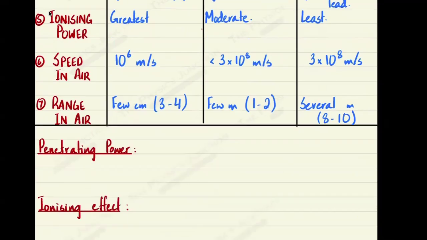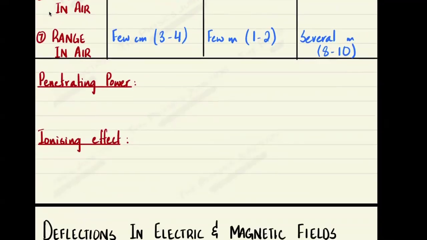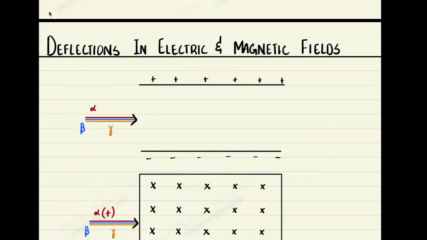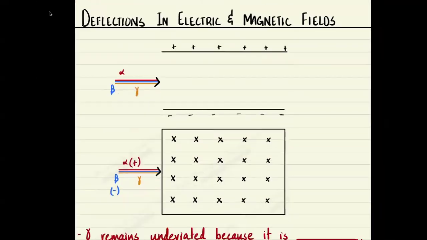So penetrating power ionizing effect, this is some IGCSE stuff, so let's ignore this for now. Deflections in electric and magnetic fields. How would these particles be deflected in fields of this sort? So we have alpha, beta, gamma in an electric field as well as in a magnetic field.